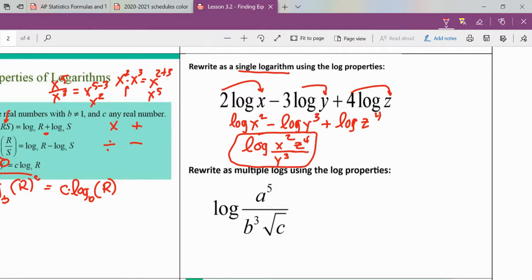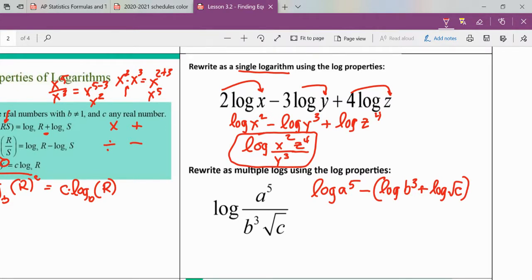Well, we can actually do it in reverse as well. I'll try to break this apart here. So when I look at this first part, this is log a to the 5th, and if it's divided by, that means it's minus all of these pieces on the bottom. So it'll be log of b to the 3rd, and now that's times, so this would be plus log of the square root of c. So you notice I went minus all of this because it's divided by all of this.